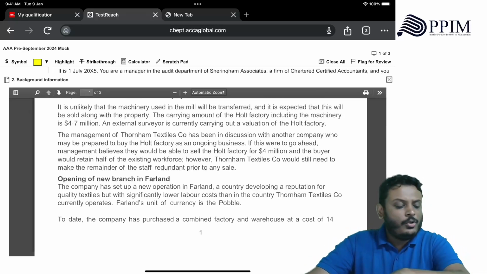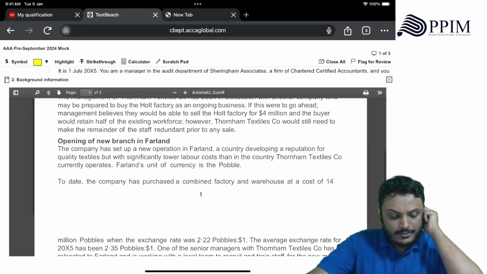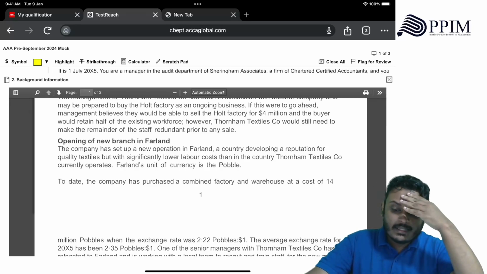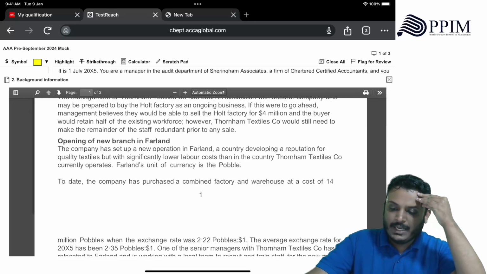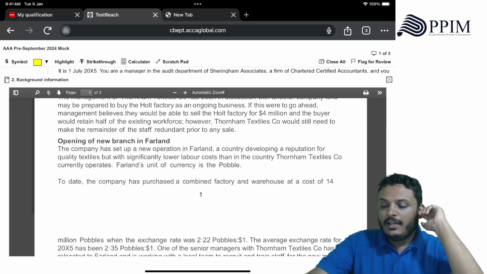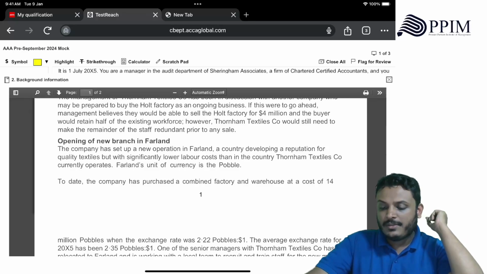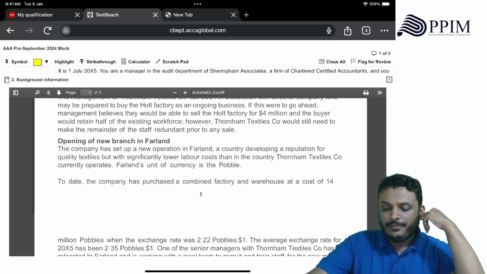Then opening a new branch in Farland. Farland is in another country. The company has set up a new operation in Farland, a country developing a reputation for quality textiles with significantly lower labor cost than in the country Tonham Textiles company currently operates. Farland's unit of currency is POBL.